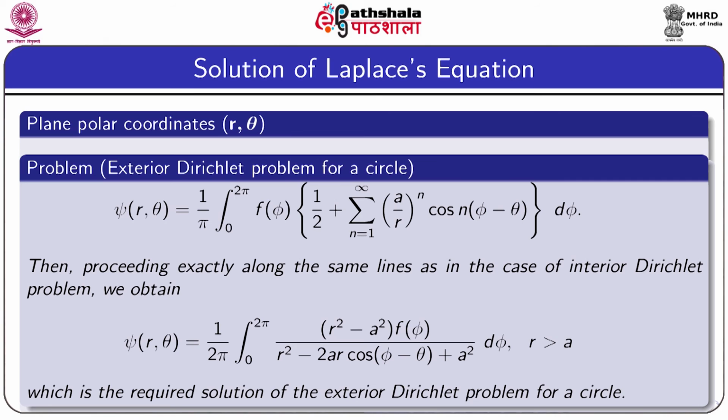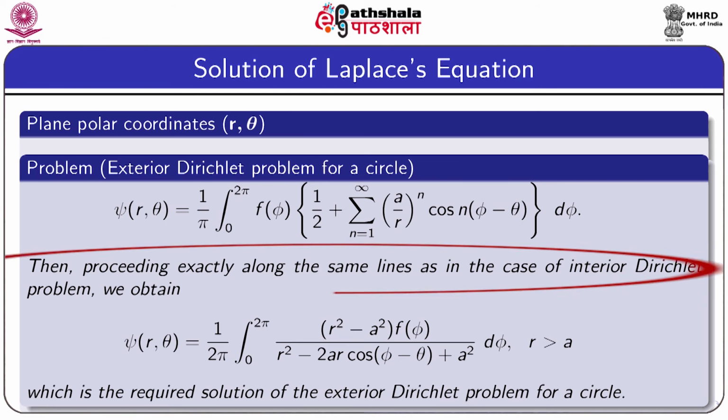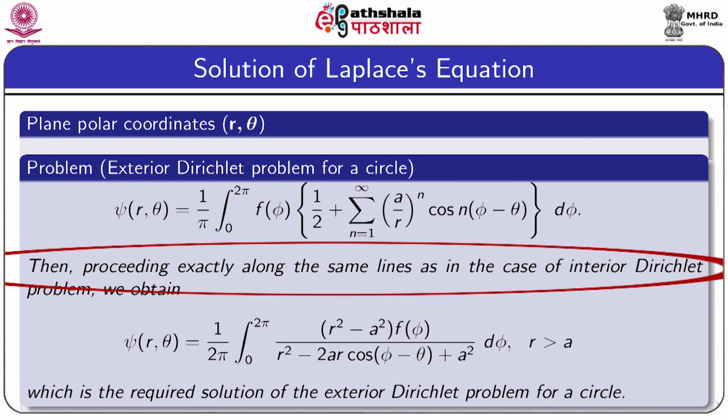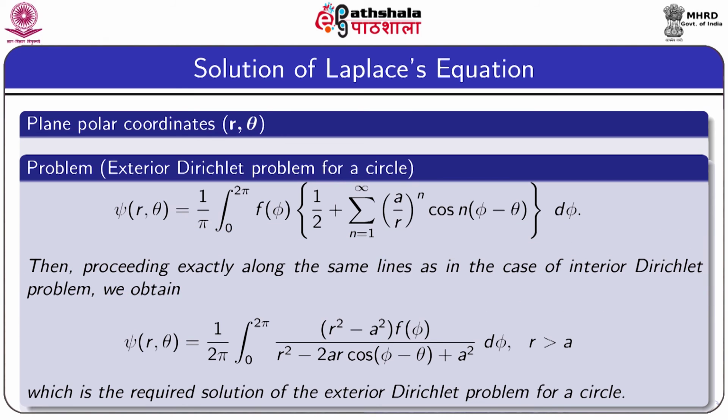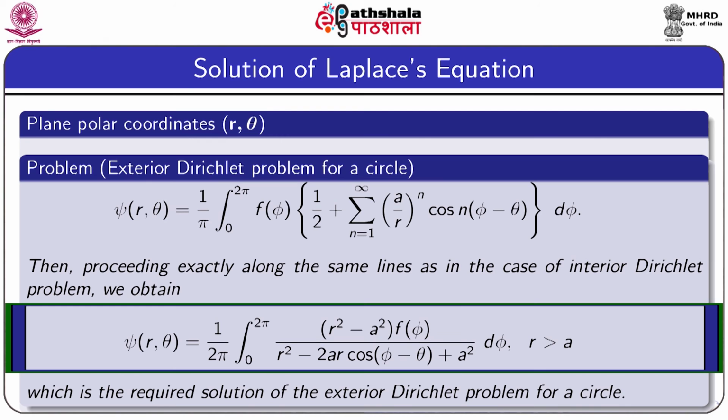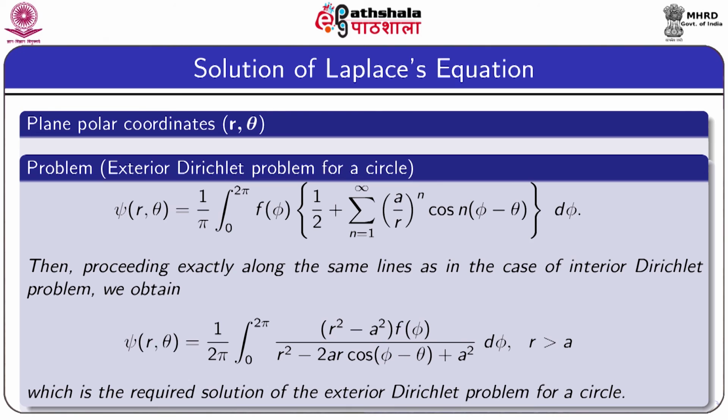Thus, the solution of the exterior Dirichlet problem becomes psi equals, which is given here. Then proceeding exactly as we have done in the earlier case of the interior Dirichlet problem, we can obtain the value of the infinite series, and subsequently we can get the expression for psi, which is written here, psi equals 1 by 2 pi integration 0 to 2 pi r square minus a square f phi by r square minus 2 a r cos phi minus theta plus a square d phi for r greater than a, and this is our required solution.